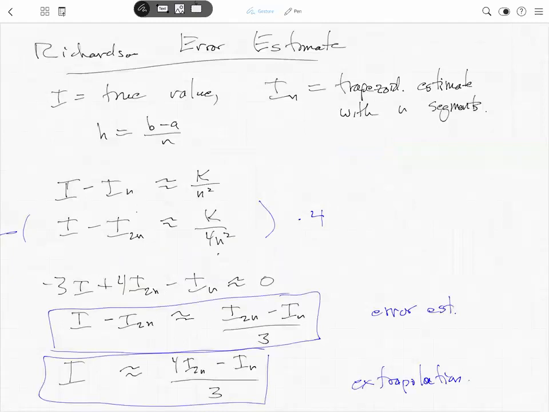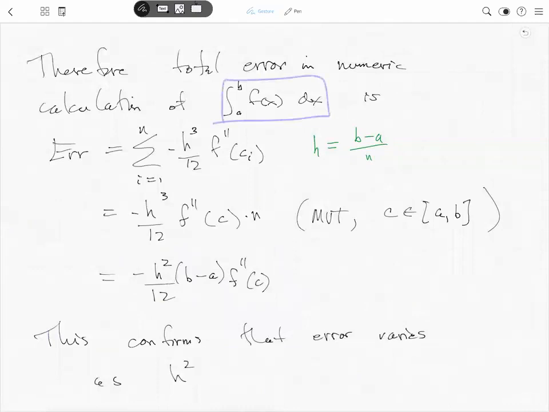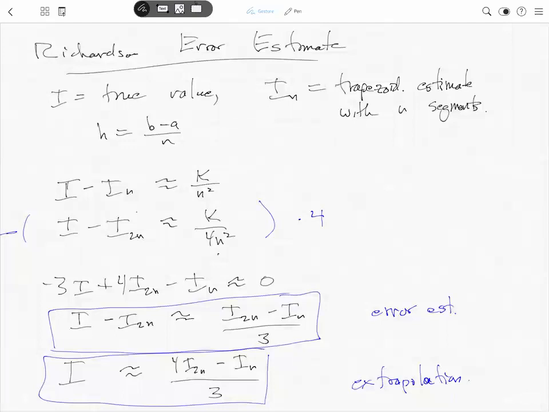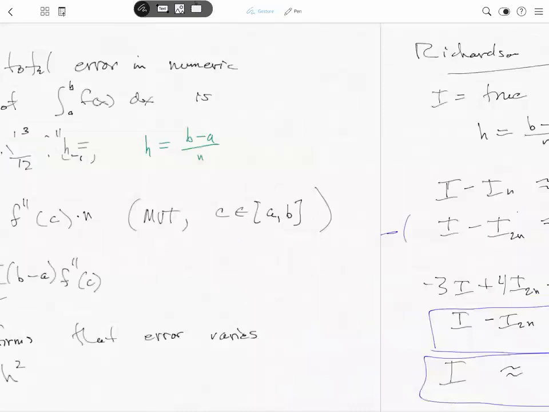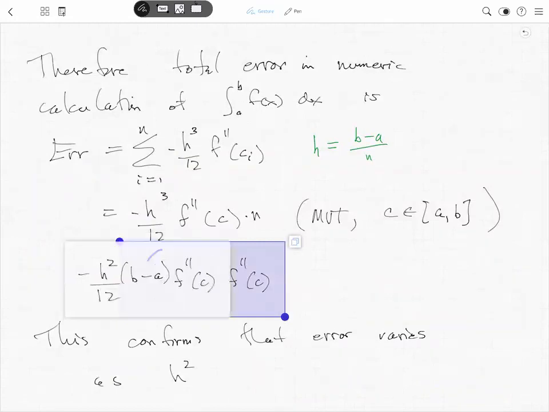Now what I'm going to do here is use I to represent the true value of the integral, right? So we're integrating some function from a to b. We're using the trapezoid method to estimate or approximate the value of the integral. I is the true value. I sub n is the value that we calculate using n distinct segments, subdividing the integral from a to b up into n segments. And again, h is equal to (b minus a) over n. Then, according to what we saw on the previous page, we can say that the error is approximately proportional to h squared, right?